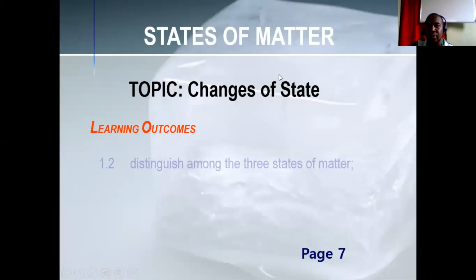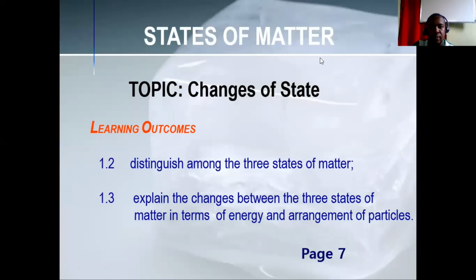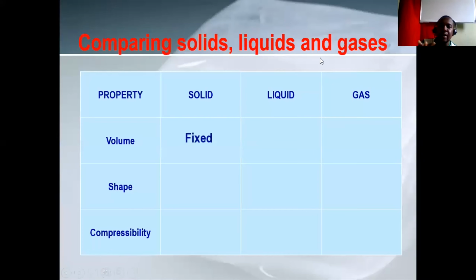All right, so now we're going to look at the three states of matter. We know we have three states of matter: solid, liquid, and gases. Let's go and fill out this table here. So based on the volume, we know that solids have fixed volume. Fixed volume means that it doesn't change its volume based on the container that it's in.